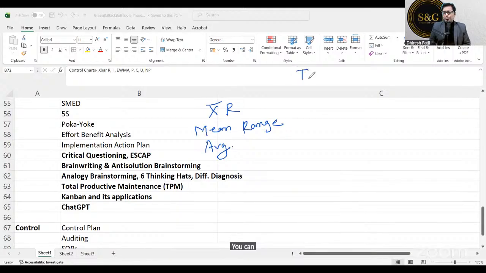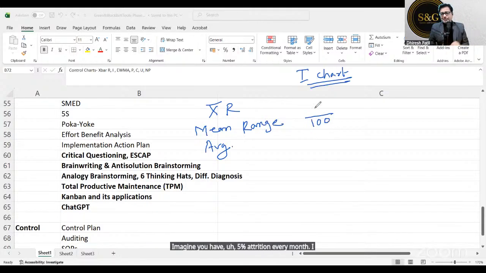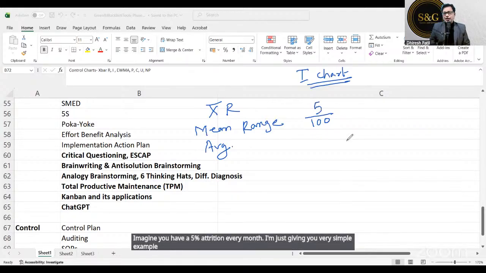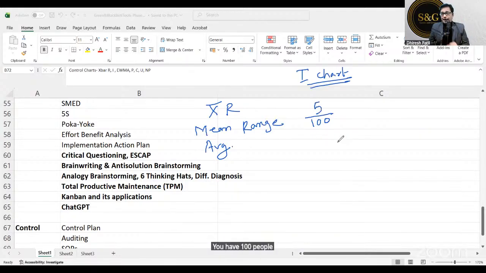Okay, so instead of X bar R control chart, you can start with a simple I chart as well. Okay, simple I chart. For example, let's say attrition is what you are looking for. Imagine you have 5% attrition every month. I'm just giving you a very simple example. That means you have 100 people working in the process, out of which 5 people every month put in their resignation. That means your attrition is 5%.